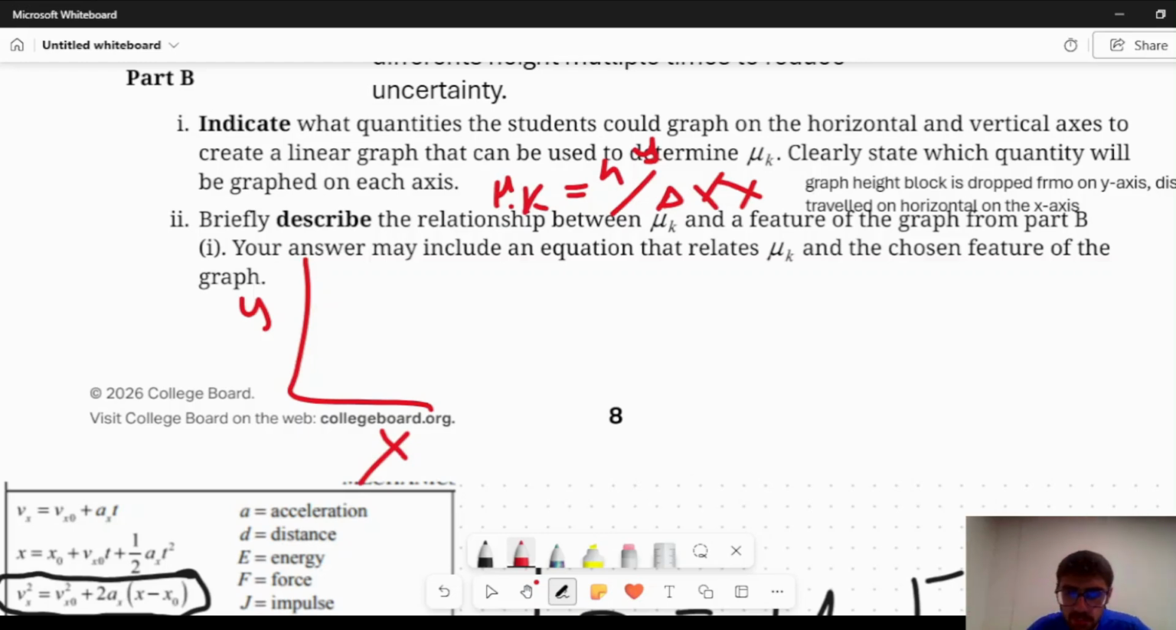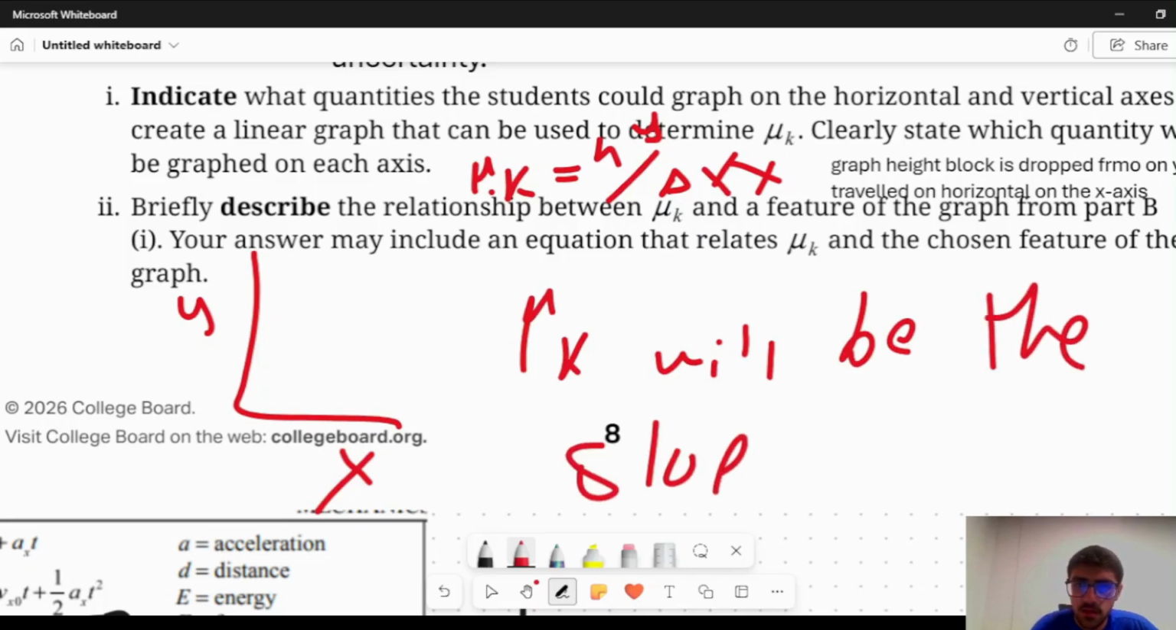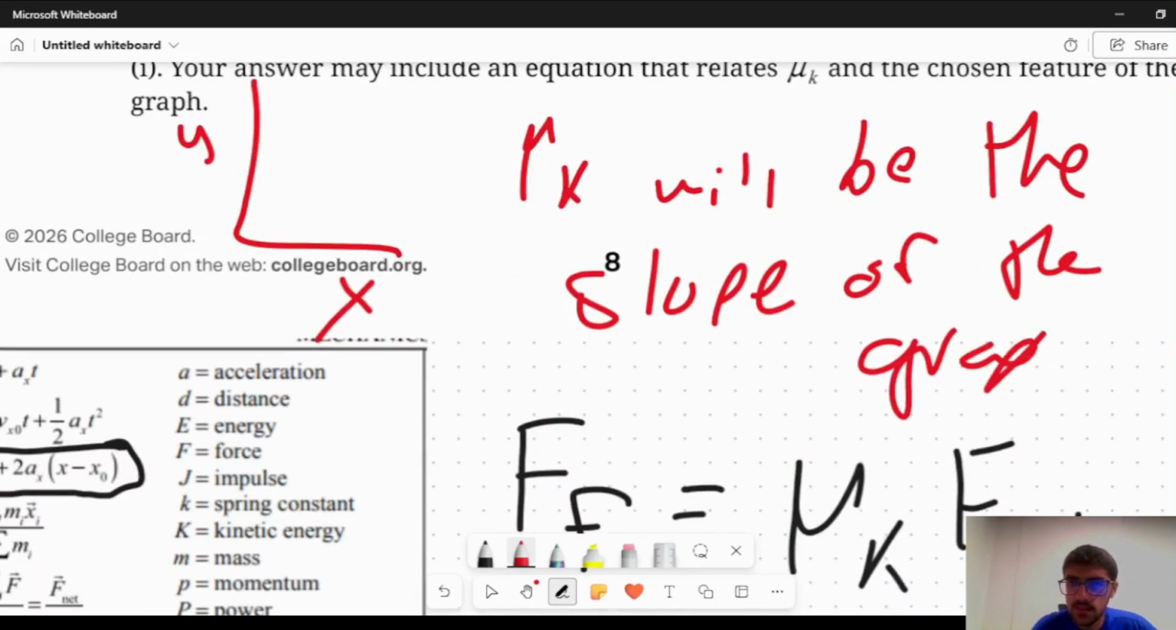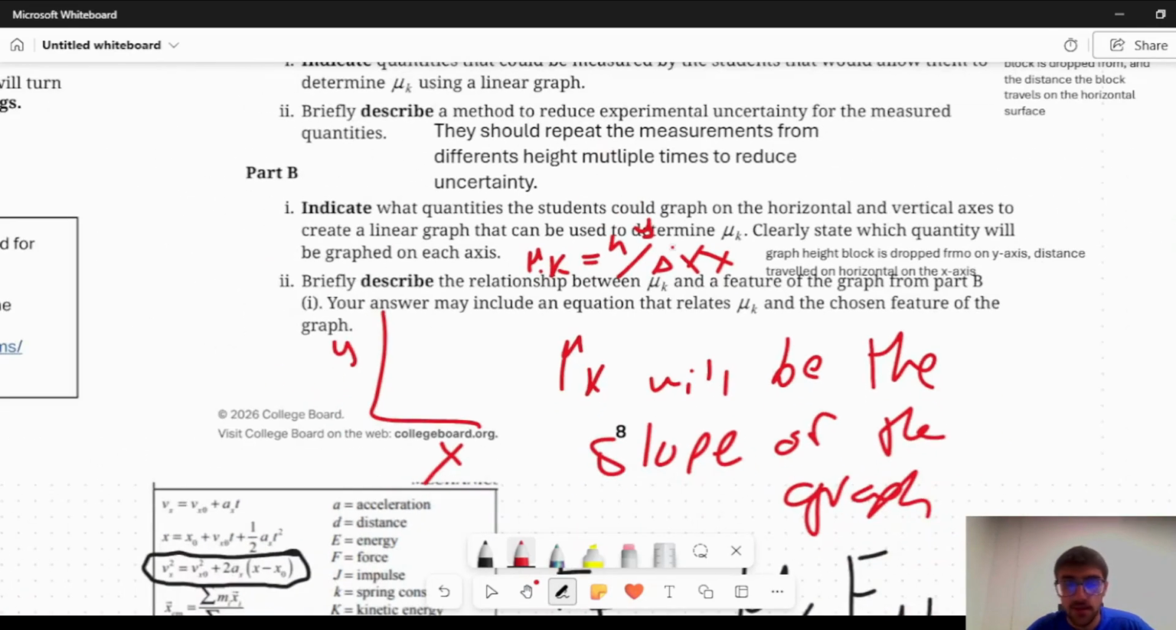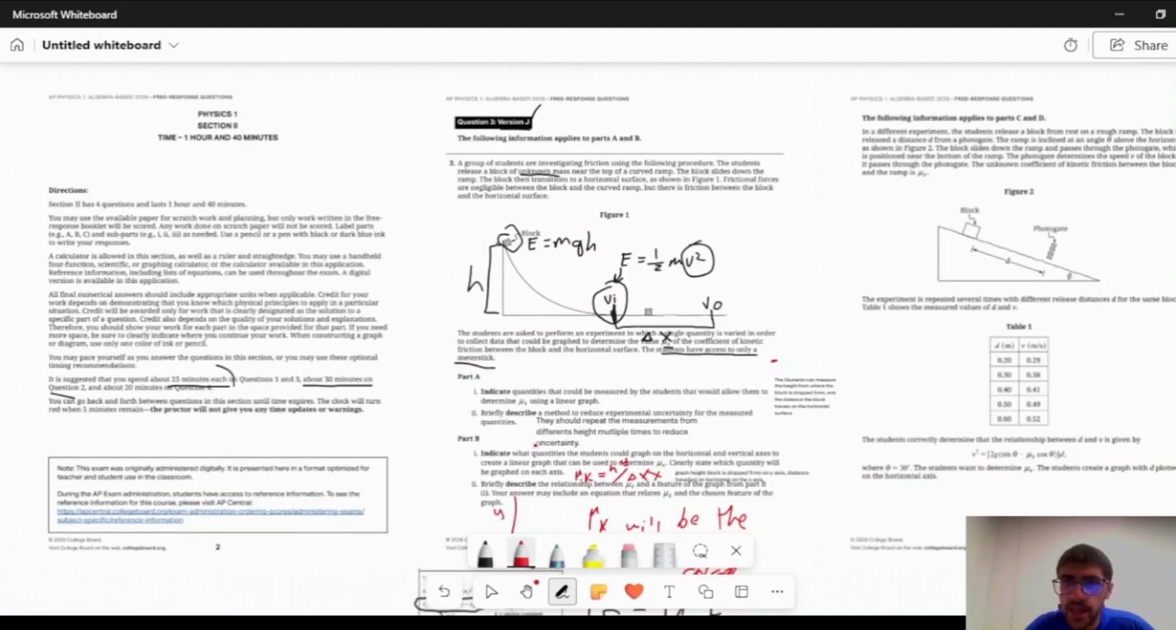So we would answer this by, I just have to double check because this is very confusing, but basically we already answered this question, it's redundant. For the relationship between mu k and a feature of the graph, you literally just put that mu k will be the slope of the graph. And that's it. It's a very weird question. I don't know why they put it there. But anyways, that is it for part A and B.